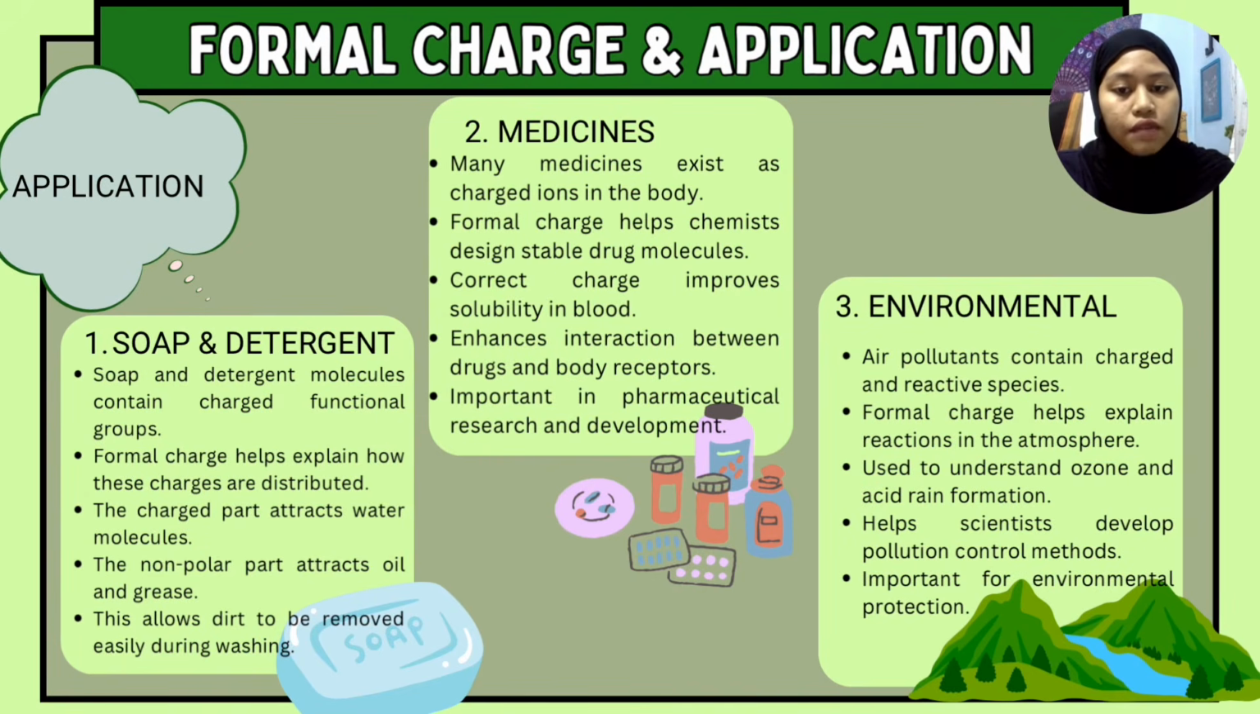And lastly is environmental. In the environment, many air pollutants are charged or highly reactive. Formal charge helps explain chemical reactions in the atmosphere, such as ozone formation and acid rain. It also helps scientists develop pollution control methods and protect the environment. Formal charge helps us understand and control environmental pollution. So, formal charge is not just theory, it plays an important role in cleaning products, medicines, and environmental protection.